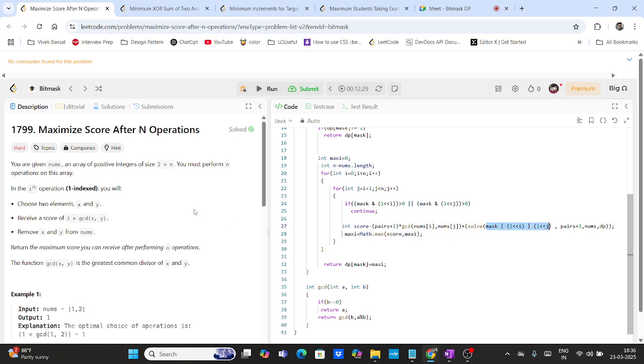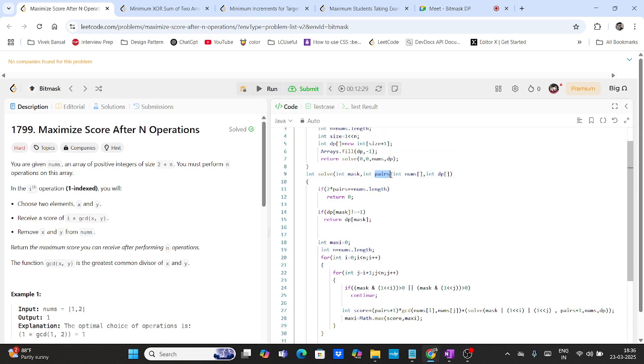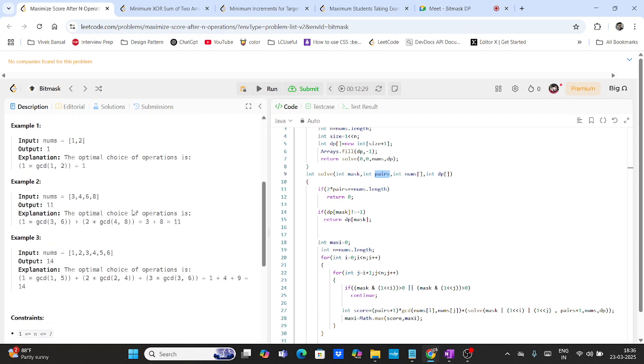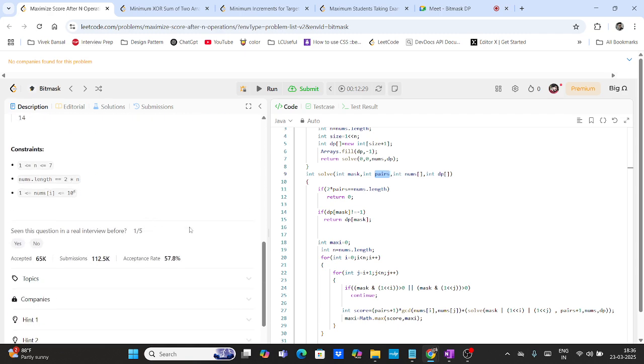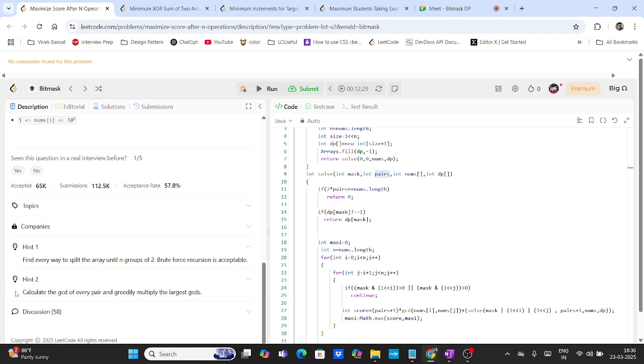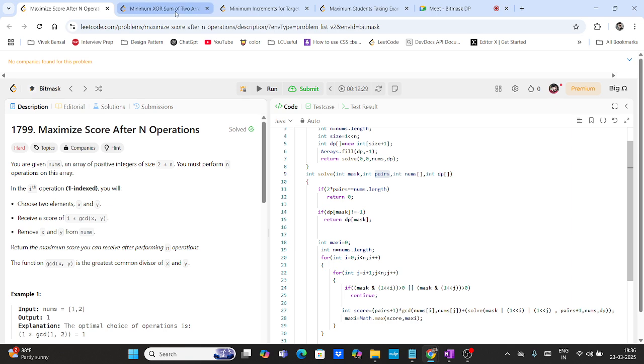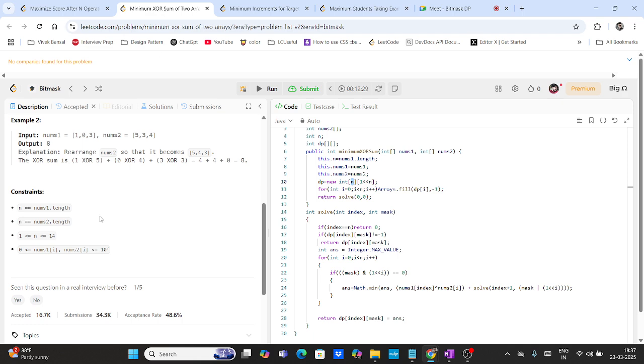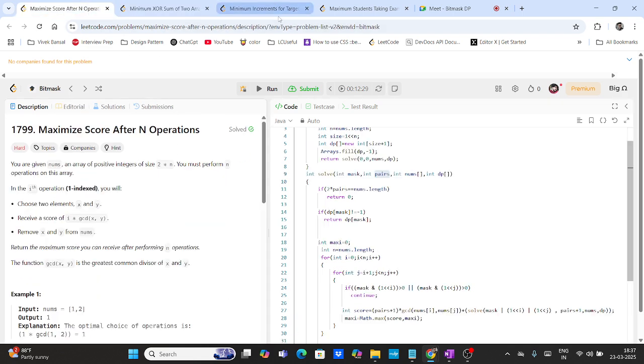What about DP? DP size is only mask, right? You can keep a pair also, but pairs are independent, so not required in this case. These are easy problems only. Brute force recursion is acceptable. So all these problems you need to try and write the code. You will get practice for this kind of problem. There is no theory for this, so that's the reason I'm just going with problems.